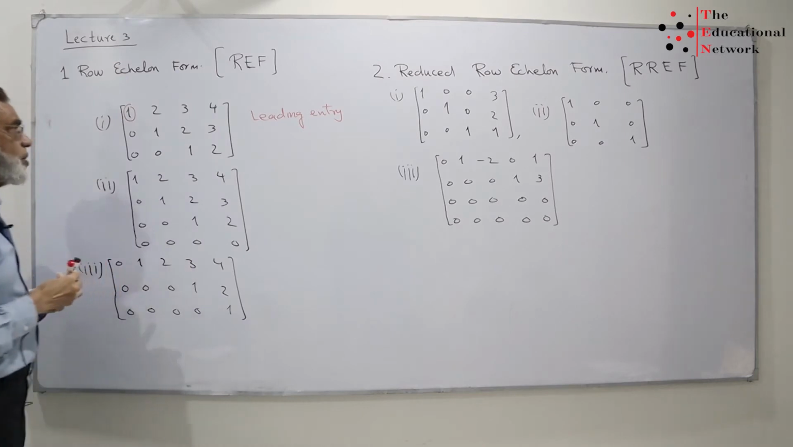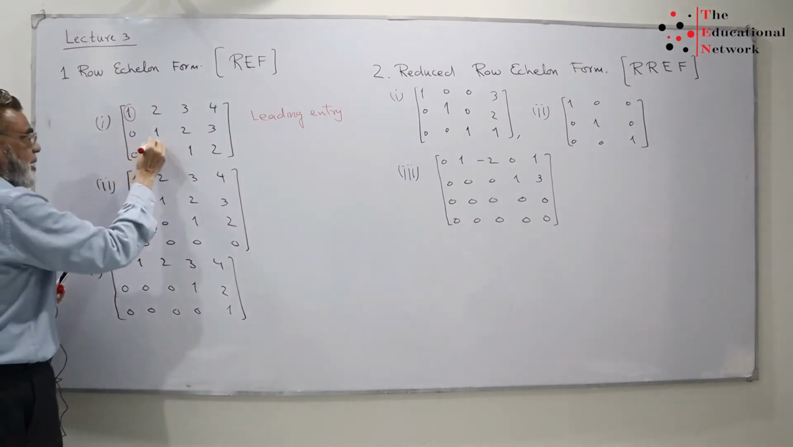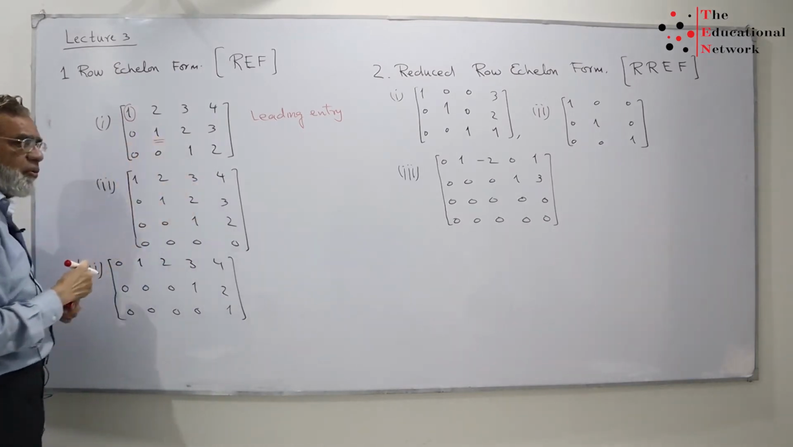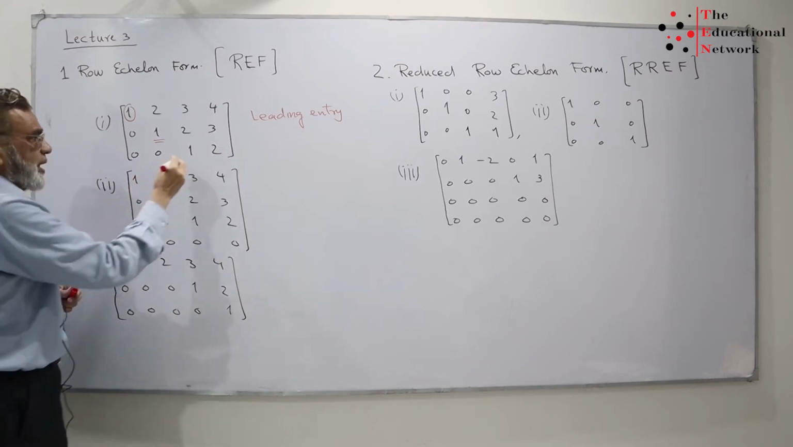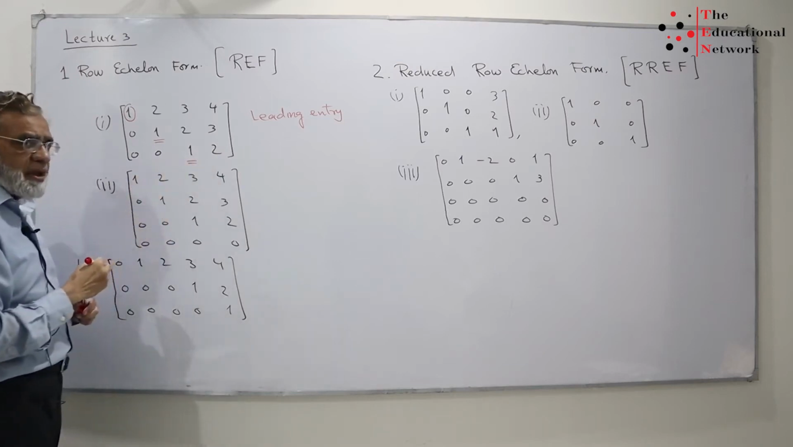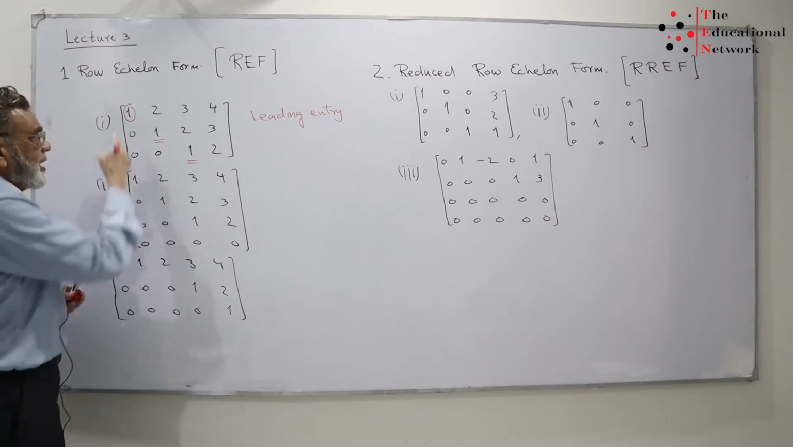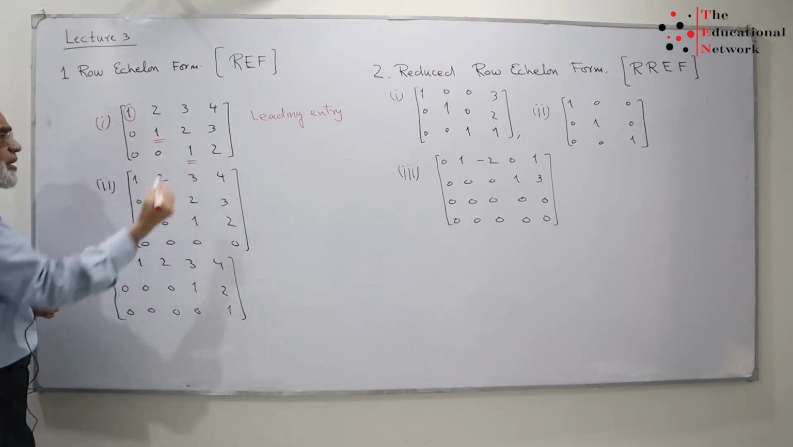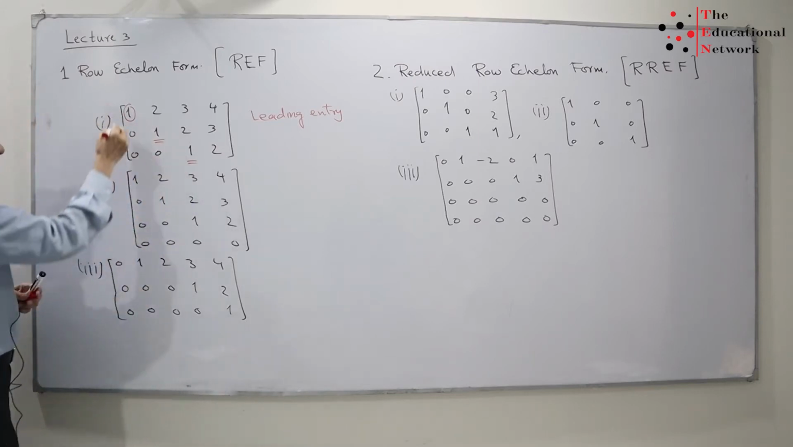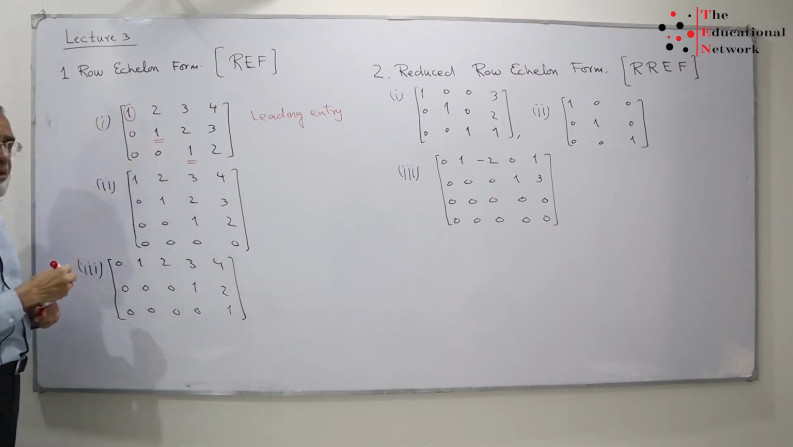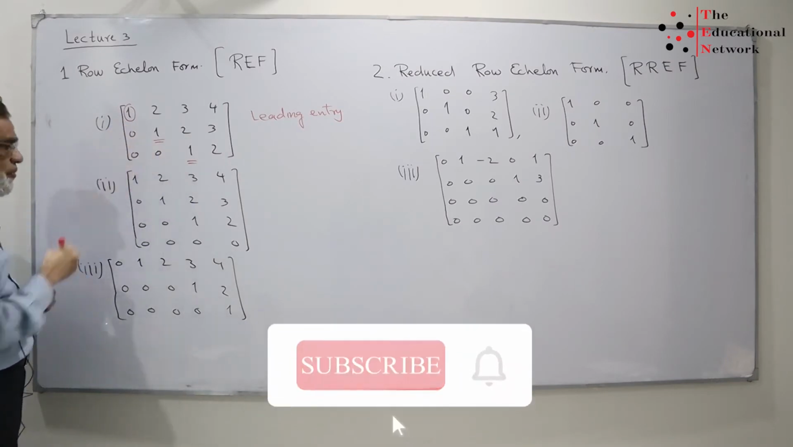So in the second row, the leading entry is always coming on the right of the one above. Again, this is coming on the right of the one above, always. So we say these are leading entries coming on the right in each row, and below the leading entry, the values are 0. So we say this is row echelon form.